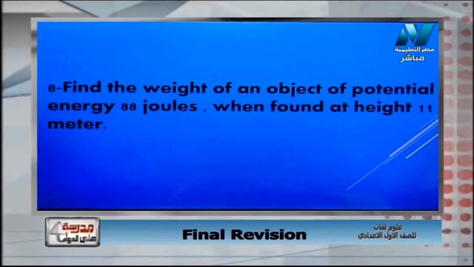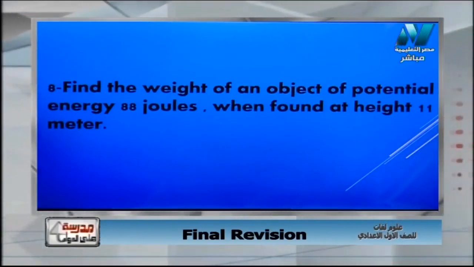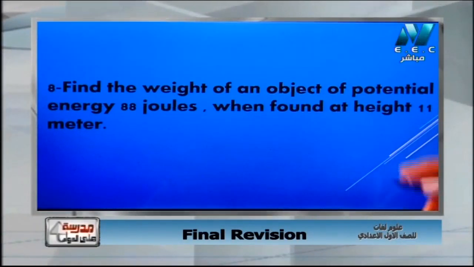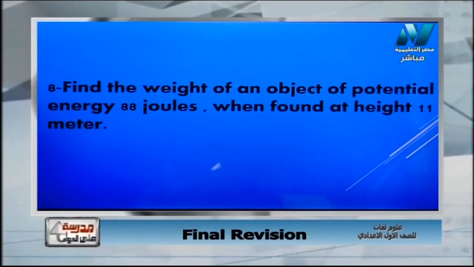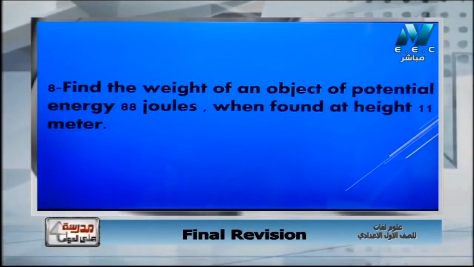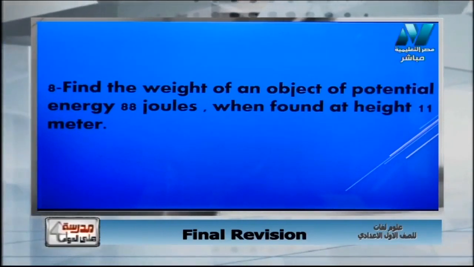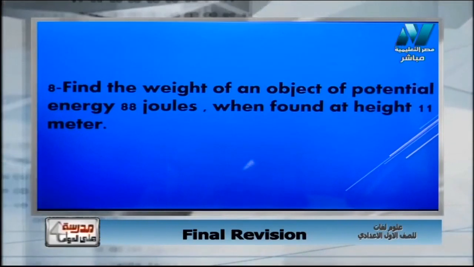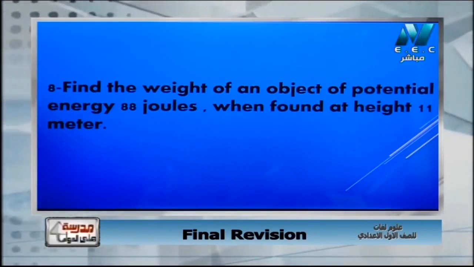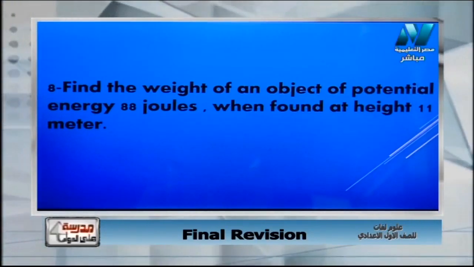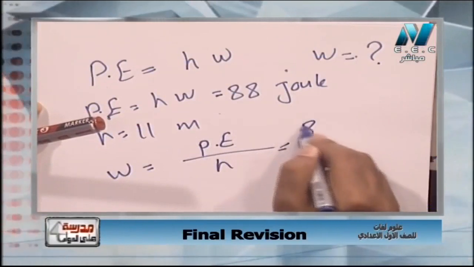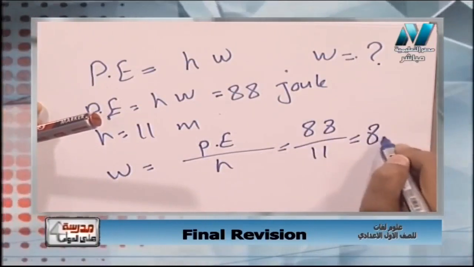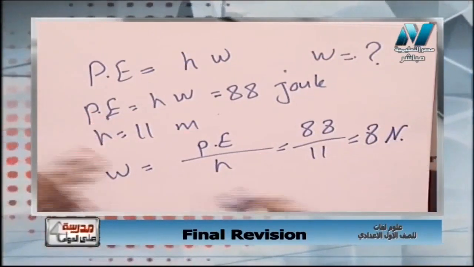The last one. Find the weight of an object whose potential energy is 88 joule when found at a height of 11 meter. Potential energy equals height times weight. Now he asks me to find weight. He gave me potential energy, which equals height times weight, equals 88 joule, and also height equals 11 meter. So weight equals potential energy divided by height, 88 divided by 11, so it will be 8 Newton.